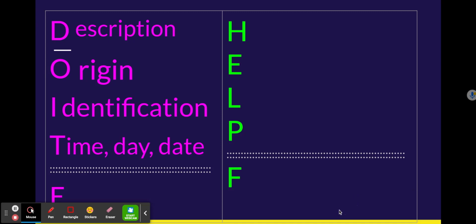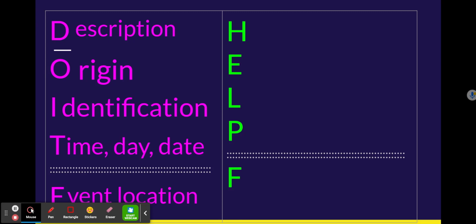There's one more that is new for this year that doesn't fit in the DO IT acronym, and that is an E for event location. So this one can be a little tricky. We'll talk a little bit more about that later.